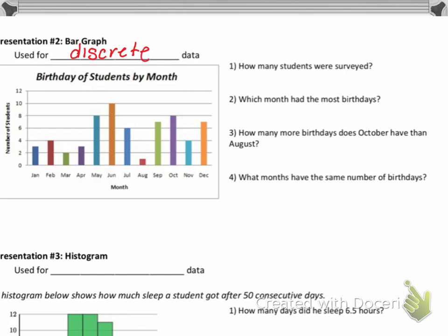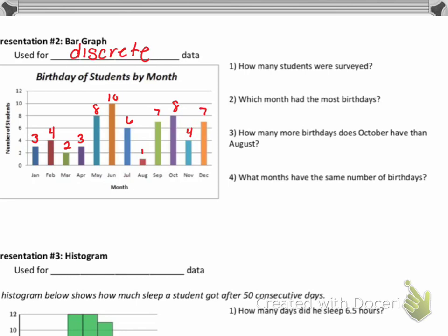Looking at the graph and just analyzing it, not necessarily answering any of the questions right away, I can tell that 3 people have a birthday in January, 4 in February, 2 in March, 3 in April, 8 in May, 10 in June, 6 in July, 1 lonely person in August, 7 in September, 8 in October, 4 in November, and 7 in December.